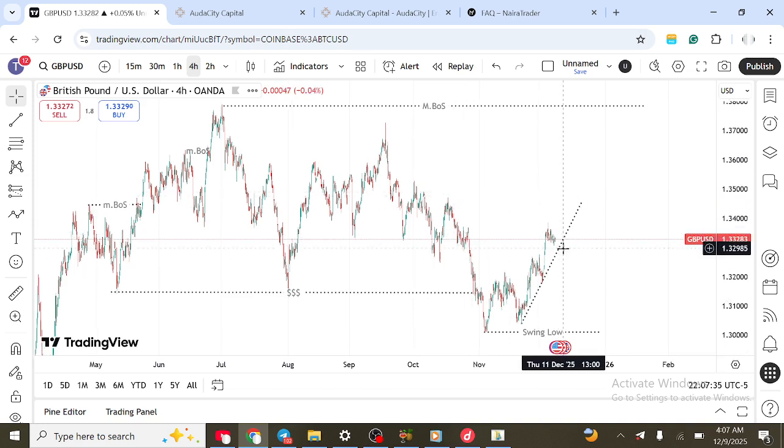So what I'm looking to do on this pair is to buy. So everything I am going to be doing will be a buy, until there is a change in market direction.